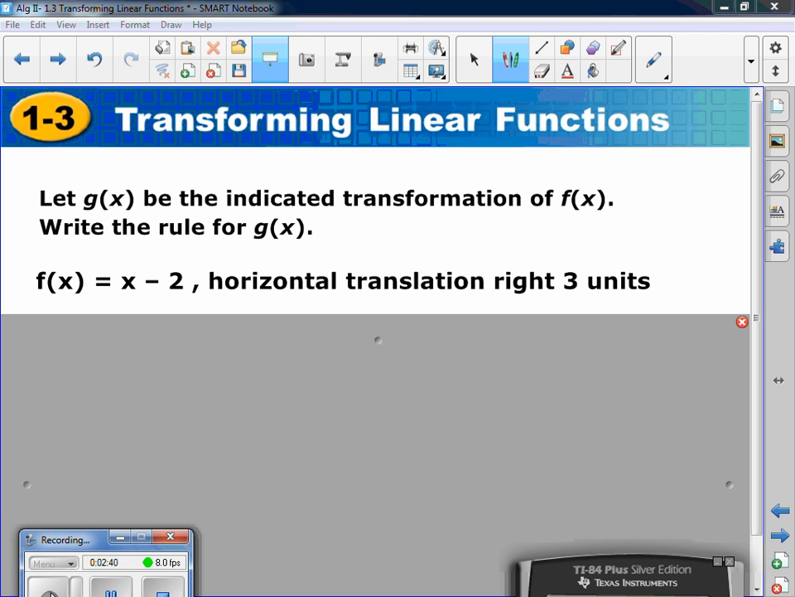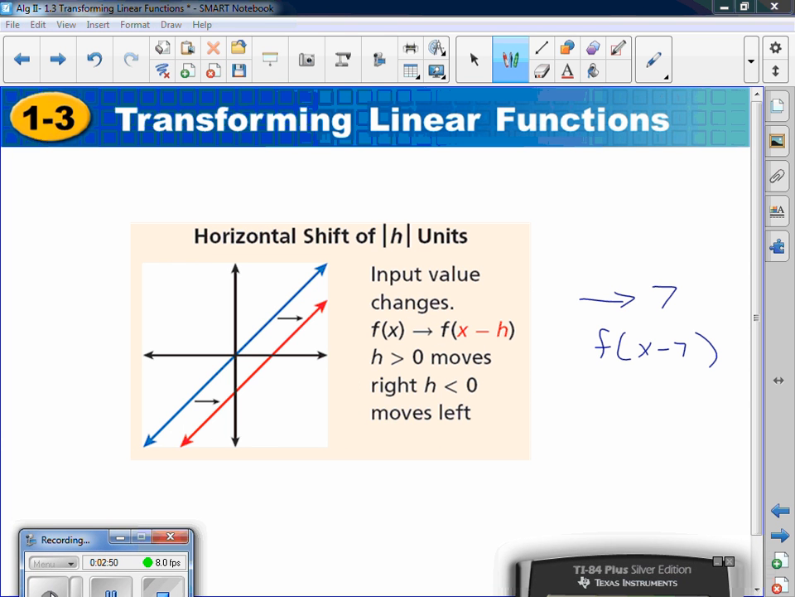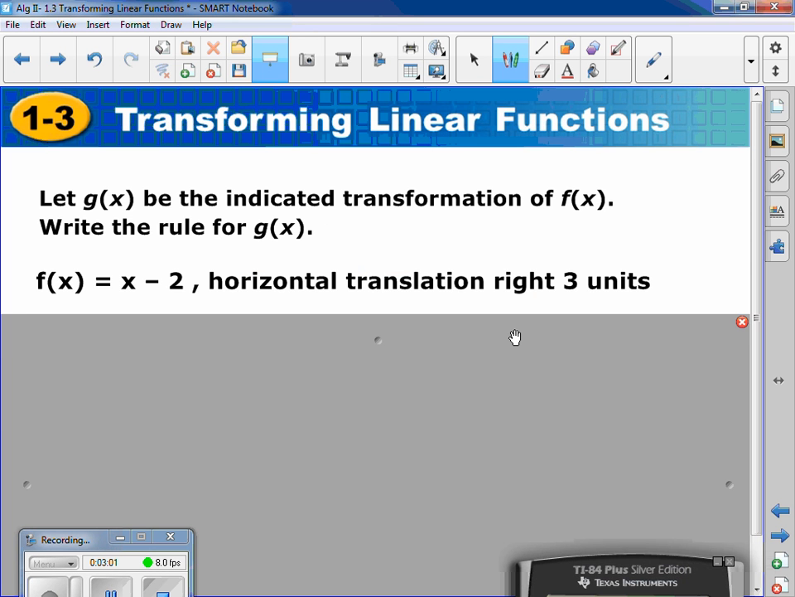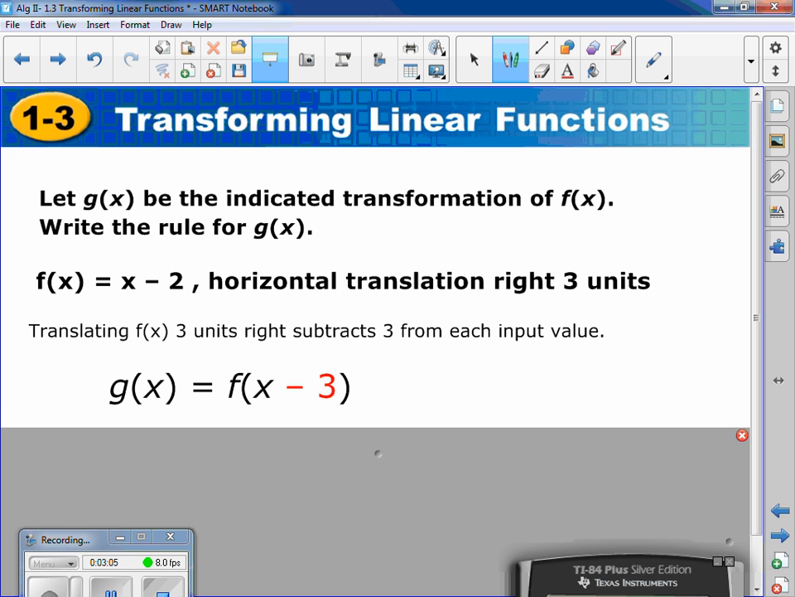So what's happening here? What transformation is occurring? Horizontal translation. What do I do for a horizontal translation? It has to be x minus h. So to do this, we're going to have g of x is f of x minus 3.